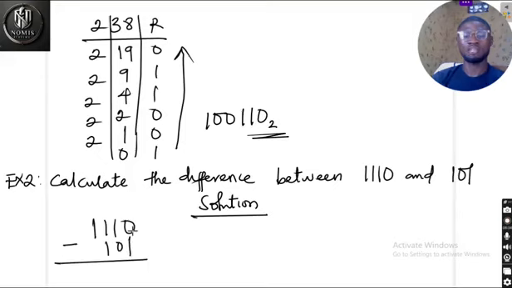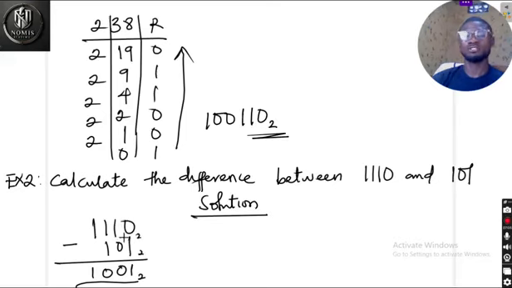So can I subtract 1 from 0? No, I'll have to borrow from here to make it 10. So remember, 10 minus 1 will be 1 in this case, a binary number. We are left with 0 here, right? So 0 minus 0 is 0. So 1 minus 1 is 0, and I'm left with this. So 1, 0, 0, 1. So how am I supposed to be sure that this is correct?